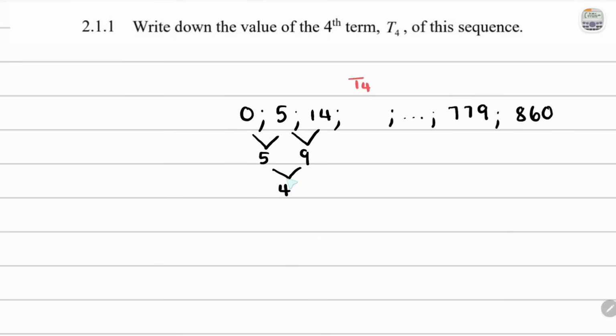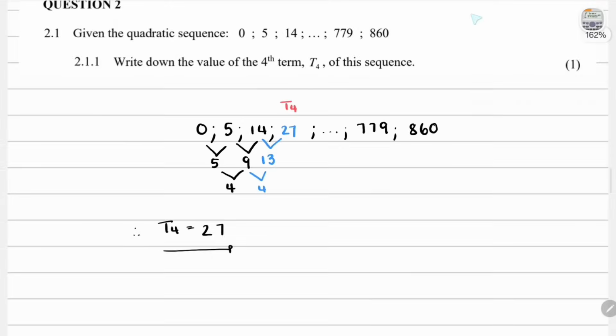Now, how we can find the fourth term is because we know that the second constant difference is constant, so it will continue to be positive 4. So the third term in the first differences would be 9 plus 4, which gives us 13. And then to get the fourth term, we would say 14 plus 13, which gives us 27. Therefore, term 4 is equal to 27. And that is our answer.